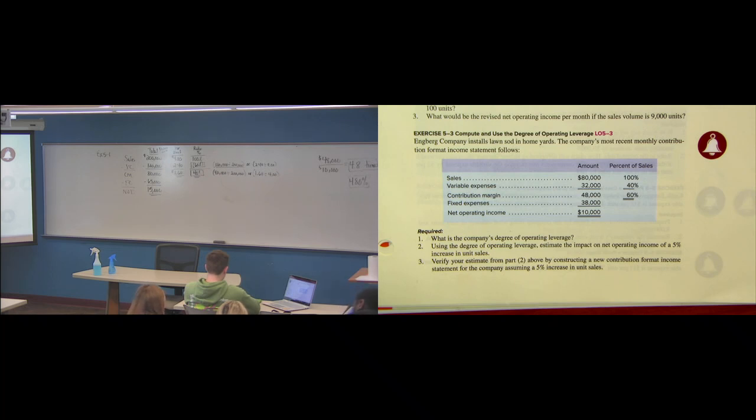So it says, number 2, using the degree of operating leverage, estimate the impact on net operating income of a 5% increase in unit sales. So if unit sales go up 5%, then net operating income should go up 4.8 times that, which is what? 24%.